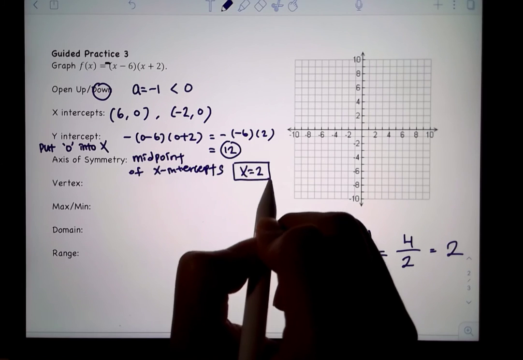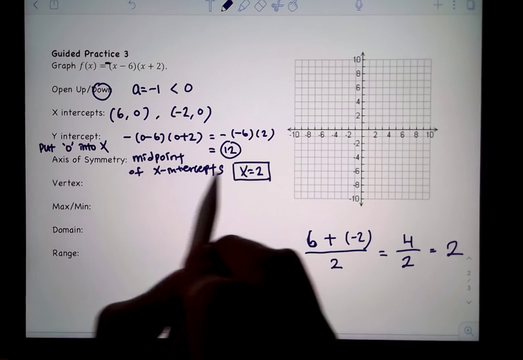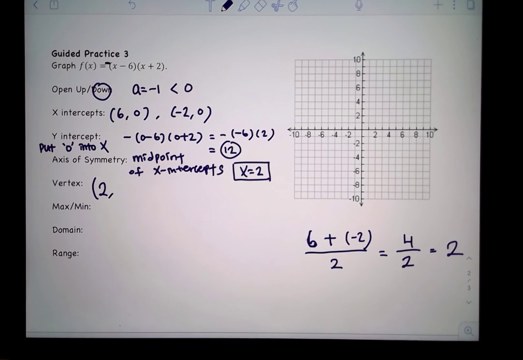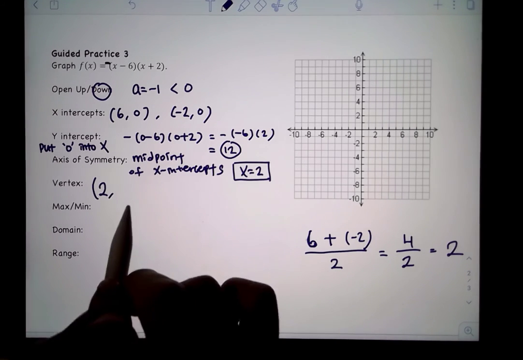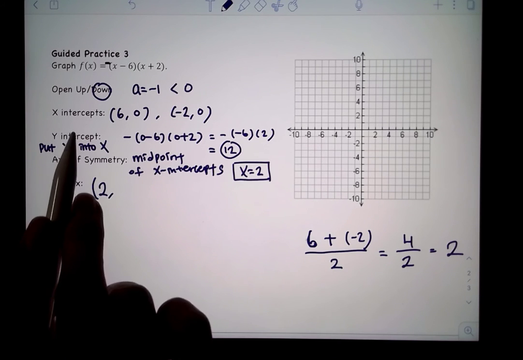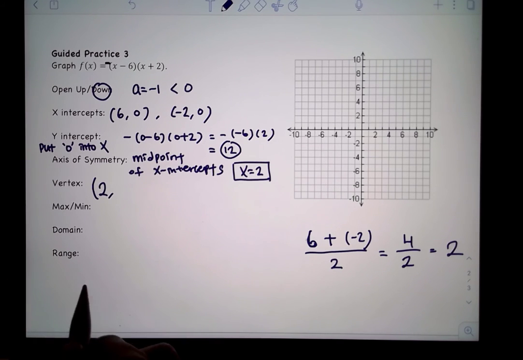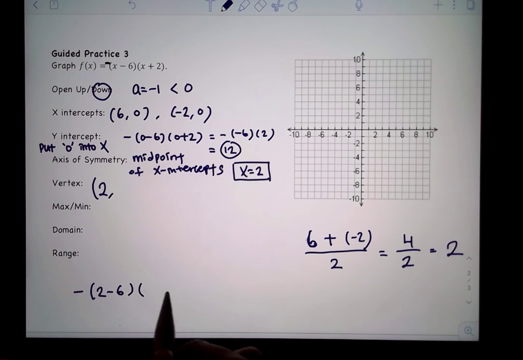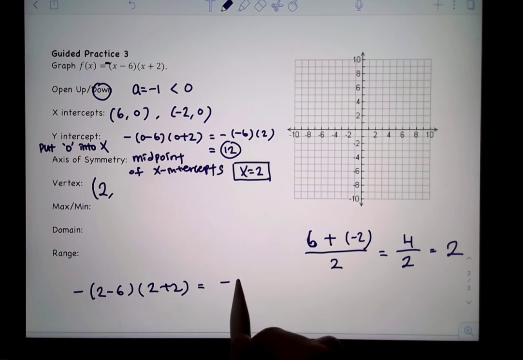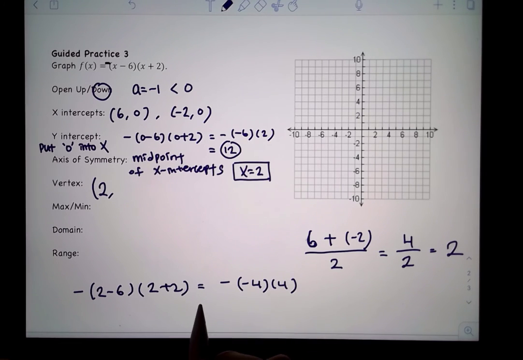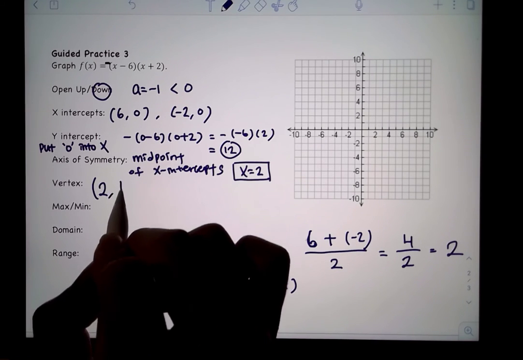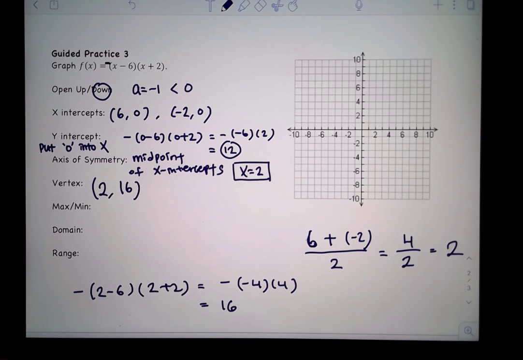So this is my axis of symmetry, and at the same time that is my x-coordinate of the vertex, right? And to get the y-coordinate of the vertex, we put 2 into the original equation. So let's get it. Then -(2 minus 6)(2 plus 2). Then you get 2 minus 6, that's -4. 2 plus 2, +4. Negative, negative, turn to positive. 4 times 4, 16. Right? So it's (2, 16). That's my vertex.